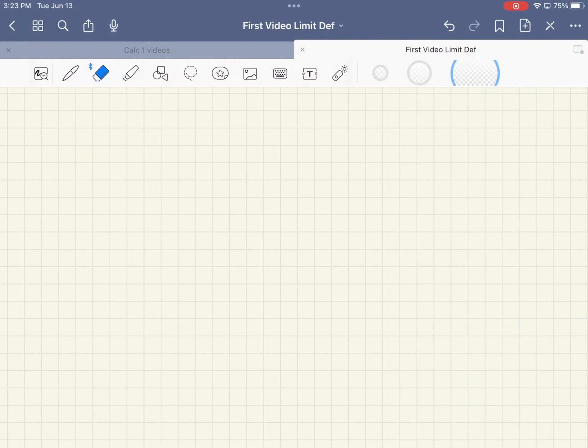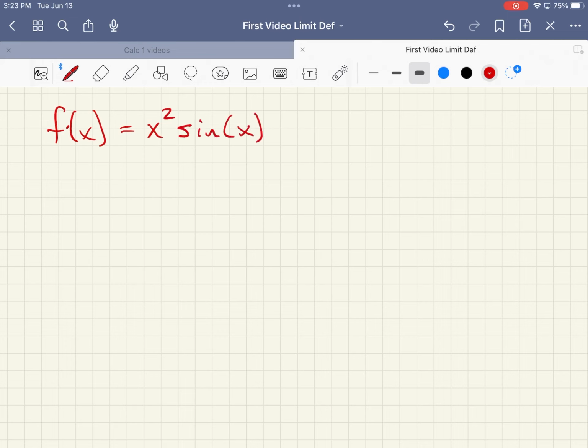All right, so in today's video, we are going to look at how we use the product and the quotient rules to find the derivative of a function. So we will start with a function like this: f of x equals x squared sine of x. First off, you need to be able to identify when you're going to apply the product rule. And we're going to use it here because we have the product of two functions.